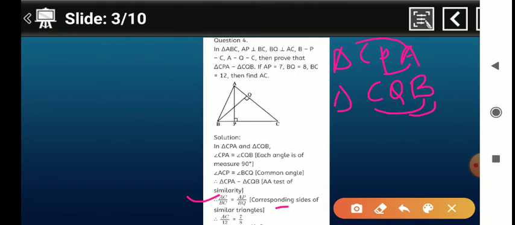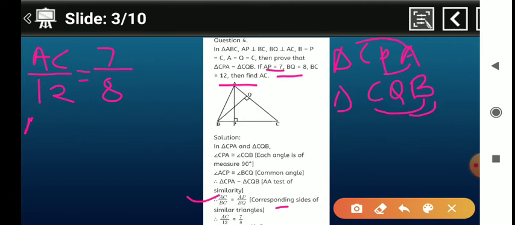Okay. Now put here values from this question. So here some lengths are given. We have to find AC, so AC remains as it is. So AC divided by BC. See here, BC is 12 in the question. So AC divided by 12 is equal to AP. See, AP is given 7. So 7 divided by BQ. BQ is given as 8. So we can find AC.